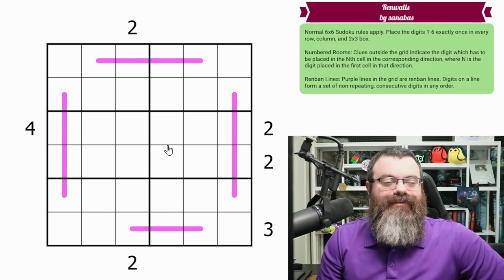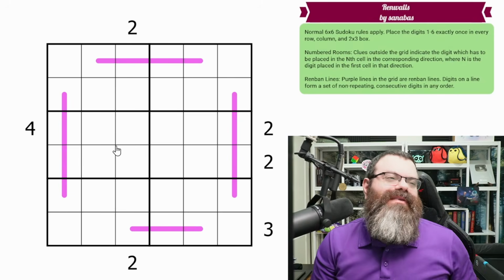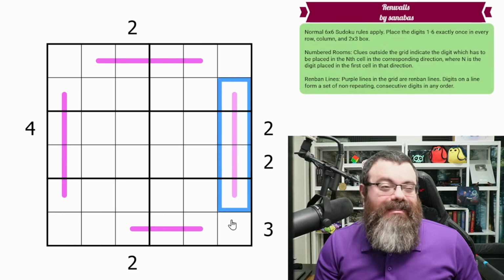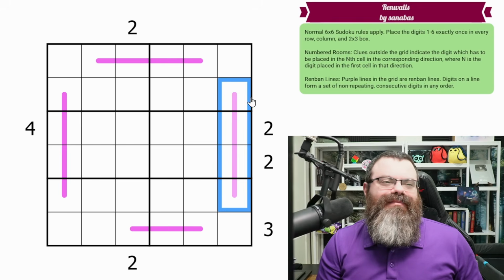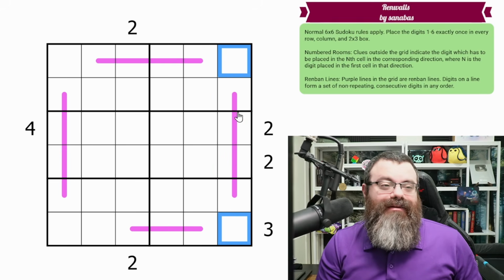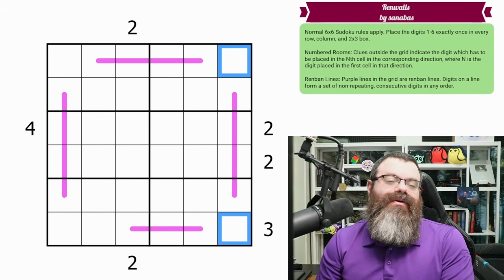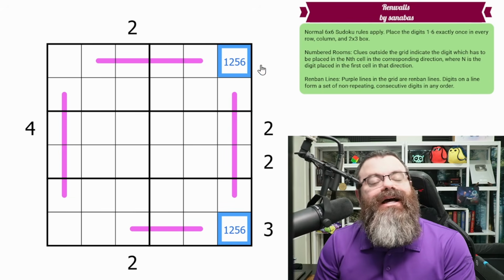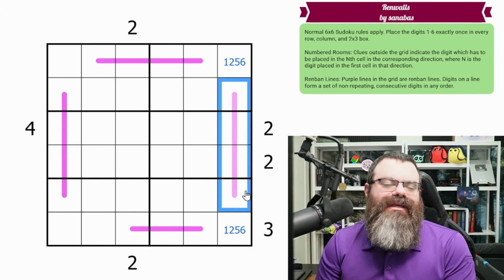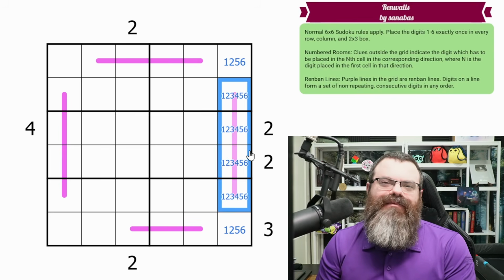All right, so there's something I know about 4-cell Renbands, which is that you can kind of think about the outies, but the outies that aren't on the Renband have to be only 1, 2, 5, or 6. Now it's actually only 1, 6, 1, 2, or 5, 6. Now why is that? Well, if you think about it, if we start with 1 through 6 on here, how do we get down to 4 digits and remain consecutive?